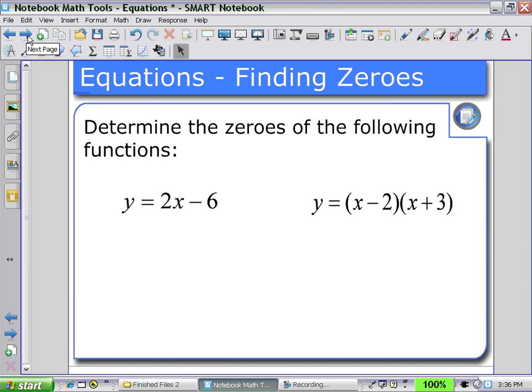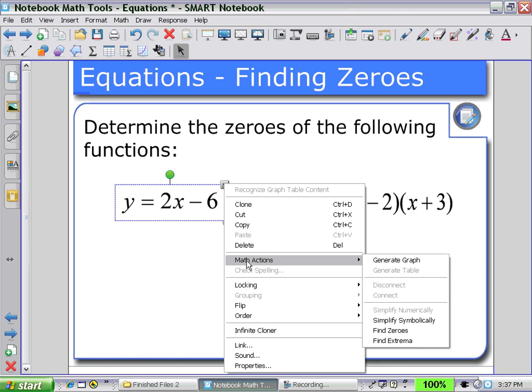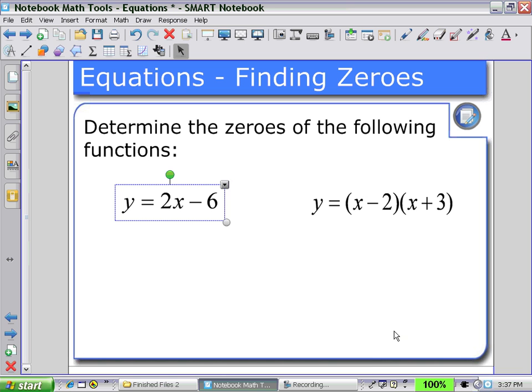Here we can start to find zeros. So again, the students may calculate and then check their answer. So selecting math actions, this time we're given many choices. In this case, we're looking for zeros. So finding zeros, and it works out to the one solution.